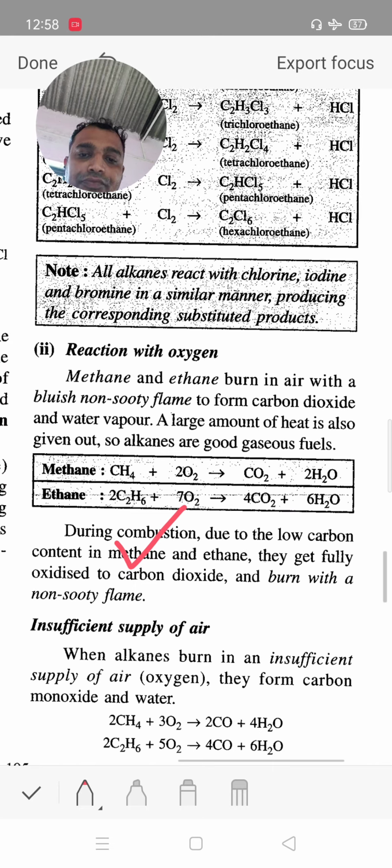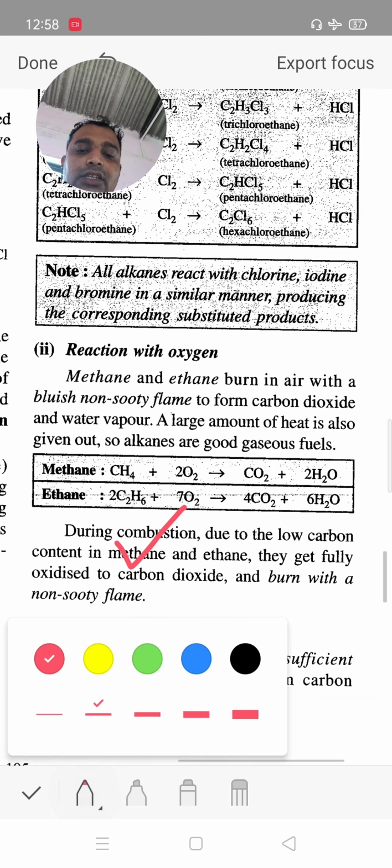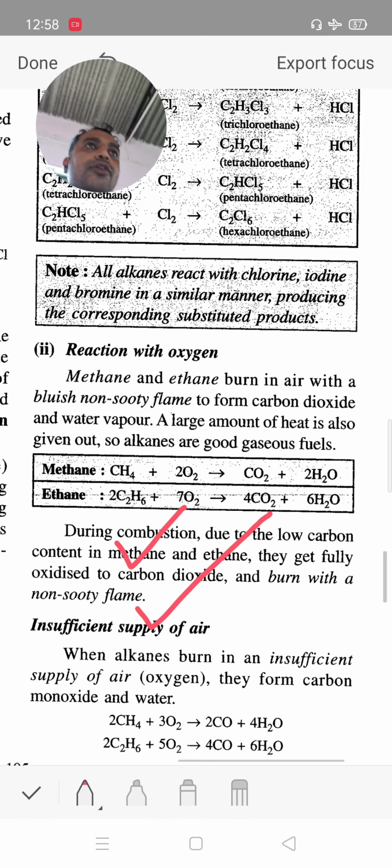Aliphatic compounds, meaning alkanes, alkenes and alkynes, burn with a non-sooty flame, and aromatic compounds burn with a sooty flame. Methane burns with a non-sooty flame.